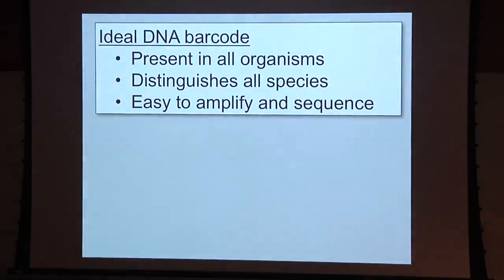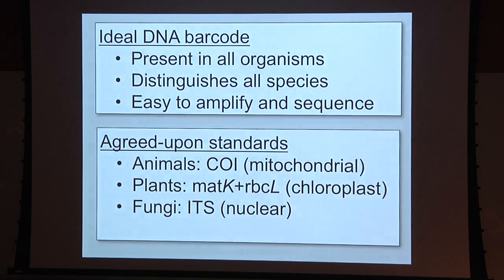So what's an ideal DNA barcode? It would be present in all organisms. We don't want to have to identify the organism first to decide what gene we should barcode. So it should be present in everything. Ideally, it would distinguish all species, and it should be easy to amplify and sequence, so that you can stick your tissue sample in the machine and get back a DNA sequence. We're fairly close to that.